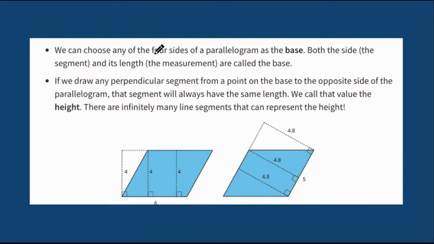A couple of things though, after we found out that we could cut this up and make it into a rectangle, we started talking about these ideas of base and height. With a parallelogram, there are four sides, and any of them really could be chosen as what we call the base. So it's easy to find the base because we can just choose one of the sides we want to work with. Now, the difficult part is finding the height. The height has to be perpendicular to the base that we chose, meaning it has to create a 90-degree angle.